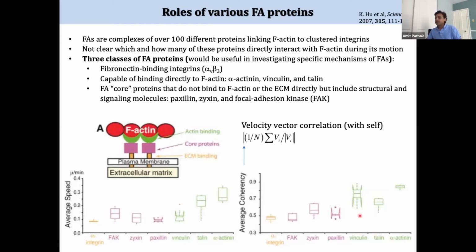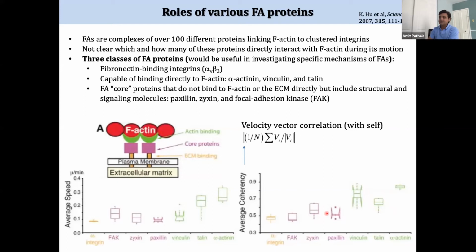And here on the right-hand side shows the velocity vector correlation. How coordinated are these molecules with each other? Meaning these actin binding proteins, even though their velocities are high, they're very coordinated. So that means they're keeping their spatial localization much more so than core proteins. Core proteins are coming and going. They're not as well correlated with each other as our actin binding proteins.